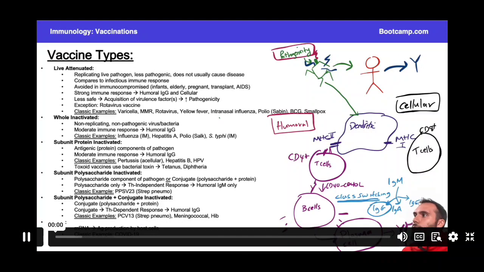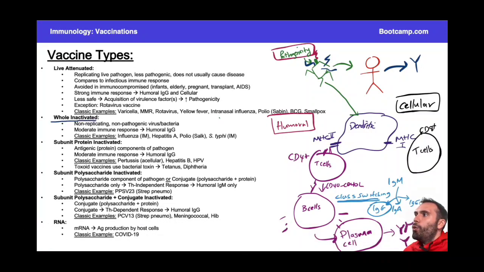So moving right along, let's talk about the whole inactivated vaccines. This is going to be a non-replicating, non-pathogenic vaccine, as opposed to the live attenuated virus, bacteria, or some type of pathogen. In the previous example, I gave this pathogen to this patient and just decreased its pathogenicity in some way. In this situation, I'm going to just kill this organism and then give it to the patient. That's essentially the difference. So this organism cannot replicate.